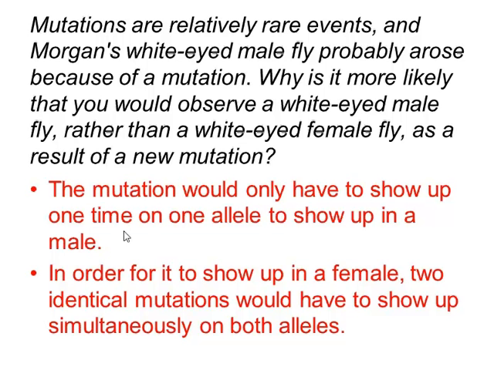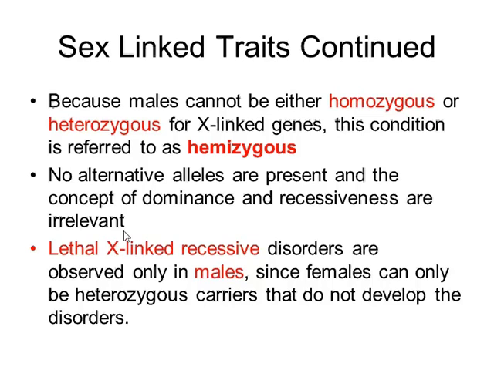All right, let's continue talking about sex-linked traits. One of the things that you need to know is males only have 1 X chromosome. Because of that, they can't be homozygous or heterozygous on an X-linked gene. We call this hemizygous, because there's never going to be any alternative allele present. There's only going to be one allele at a time. The concept of dominance and recessiveness is pretty irrelevant when it comes to males on sex-linked traits.